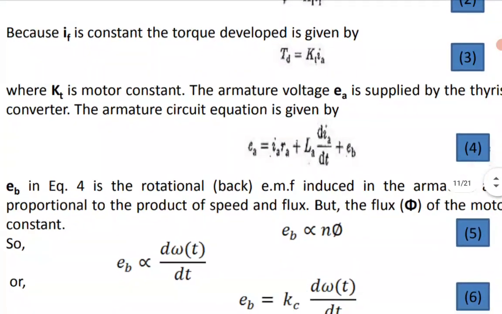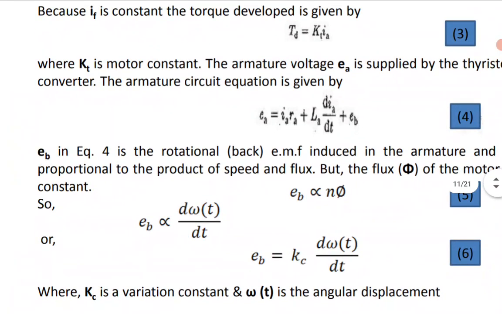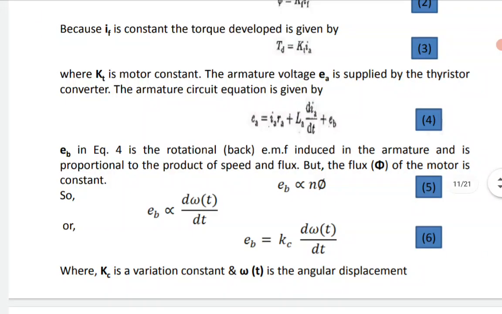So that is generated, that is equation number 4. Eb is my rotational back EMF induced in the armature and is proportional to the product of speed and flux. But since the flux of the motor is constant, Eb varies as n into phi. Since phi is constant, Eb is proportional to d omega of t by dt. That means omega of t is my displacement and n is the speed, so the rate of change of displacement is nothing but speed.